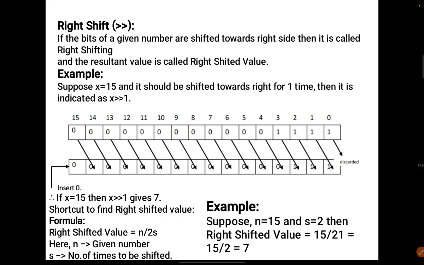Shortcut to find the right shifted value. Formula: right shifted value is equals to n by 2^s. Here n is the given number, s is the number of times to be shifted. Example, suppose n is equals to 15 and s is equals to 1, then the right shifted value is 15 by 2^1, that is 15 by 2, that is equals to 7.